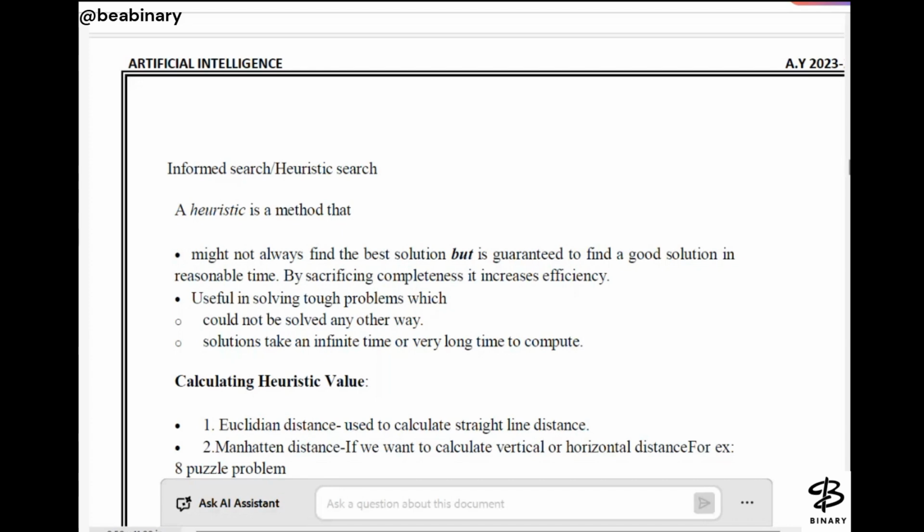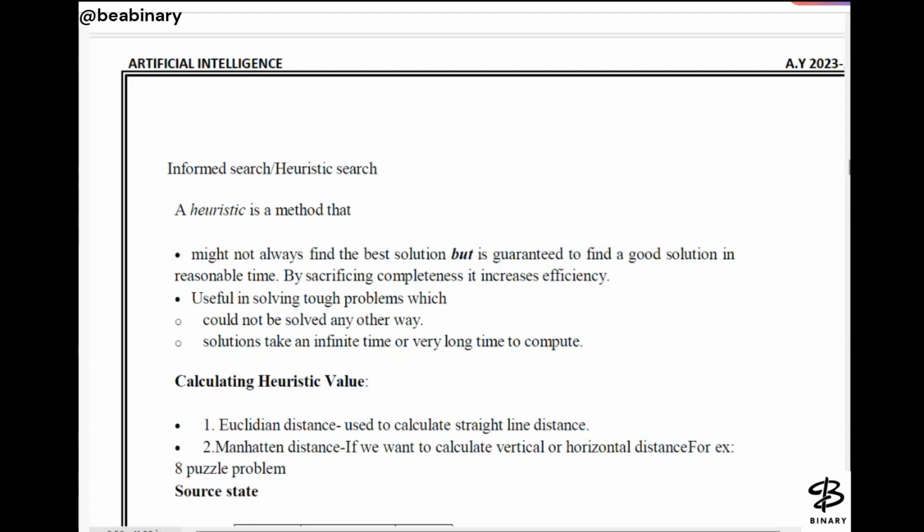So what is informed search? What is heuristic search? A heuristic is a method that might not always find the best solution, but is guaranteed to find a good solution in a reasonable time. By sacrificing completeness, it increases efficiency. Somewhere you are choosing a shortcut here, or somewhere you are prioritizing the things that need to be followed for the solution.